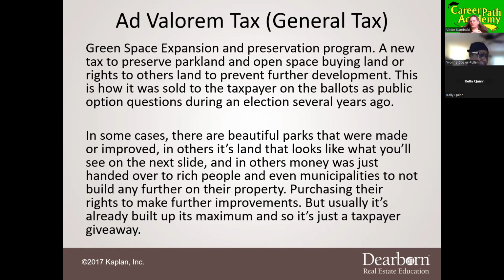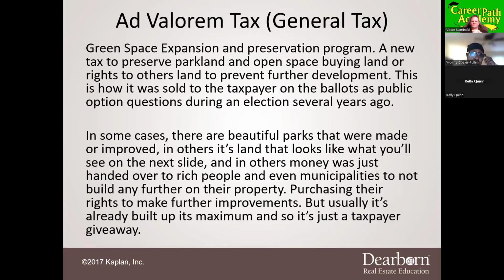This is how it was sold anyway to the taxpayers on the ballots and on those public option questions on the side. Now, in some cases, they did build nice, beautiful parks where they were made. In others, the land looks like what you'll see on the next slide. A couple of photo shots I took of a local area.